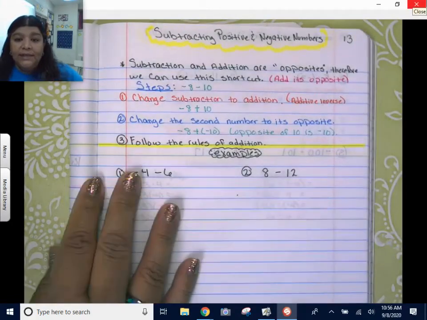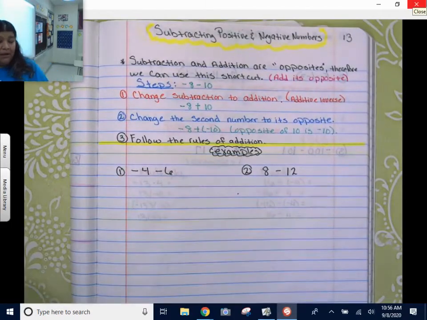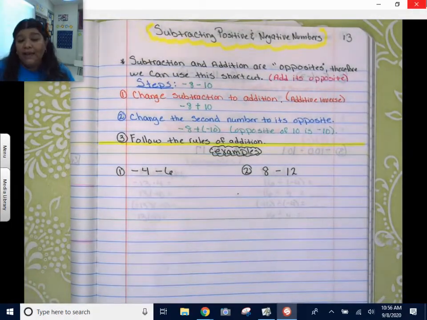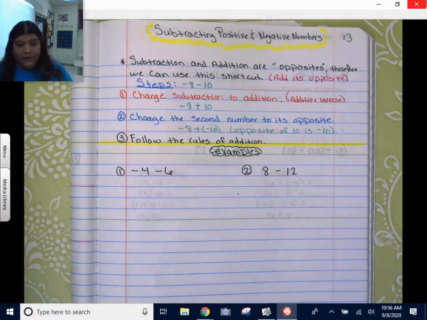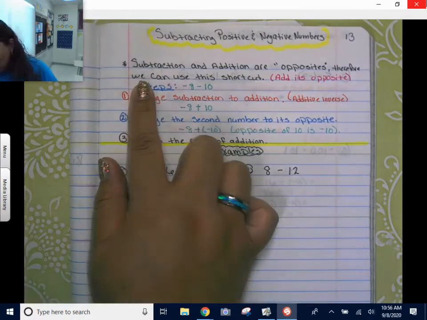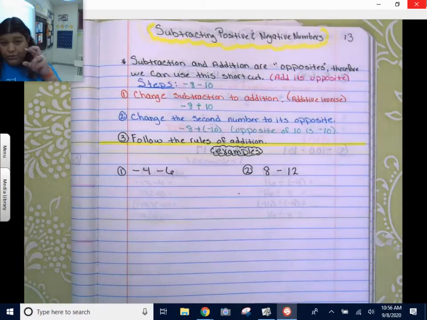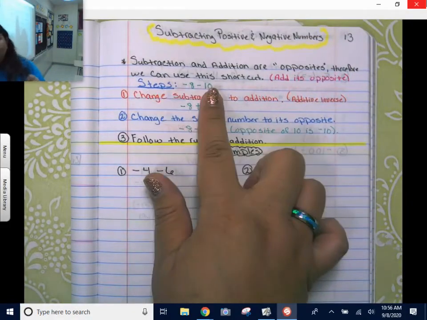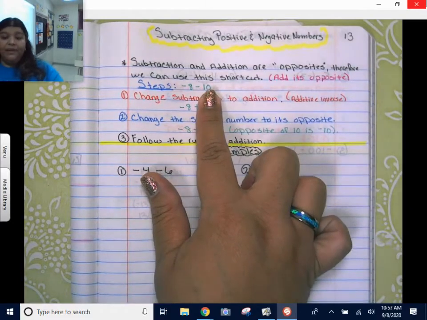All right, subtracting positive and negative numbers. Again, I'm not calling them integers because I can have a positive fraction, a positive decimal, a negative fraction, a negative decimal. So this is subtracting positive and negative rational numbers. Subtraction and addition are each other's opposites. They undo each other. Therefore, we can use this shortcut I'm about to show you.